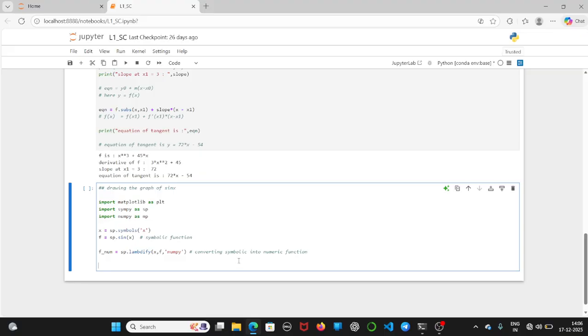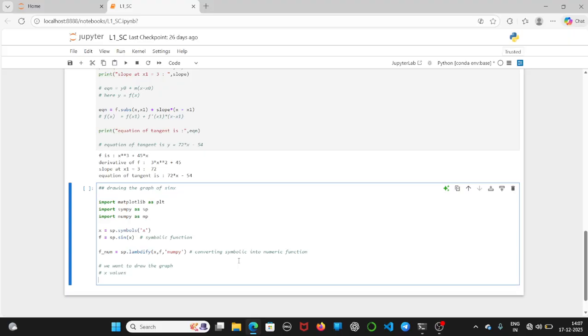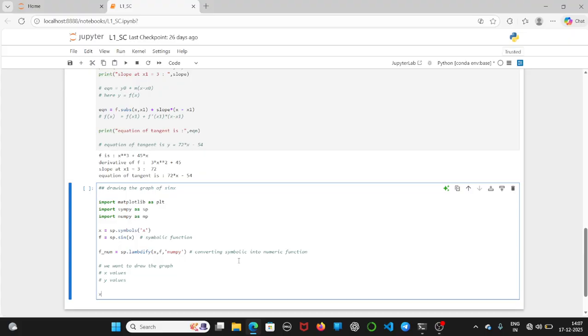So now we want to draw the graph, right? For drawing the graph we need x values, and we need y values, right? Y values is just sine x, right? Okay, so now we are going to create x values. X values is the values of x for which we are going to mark the points on the graph, right?